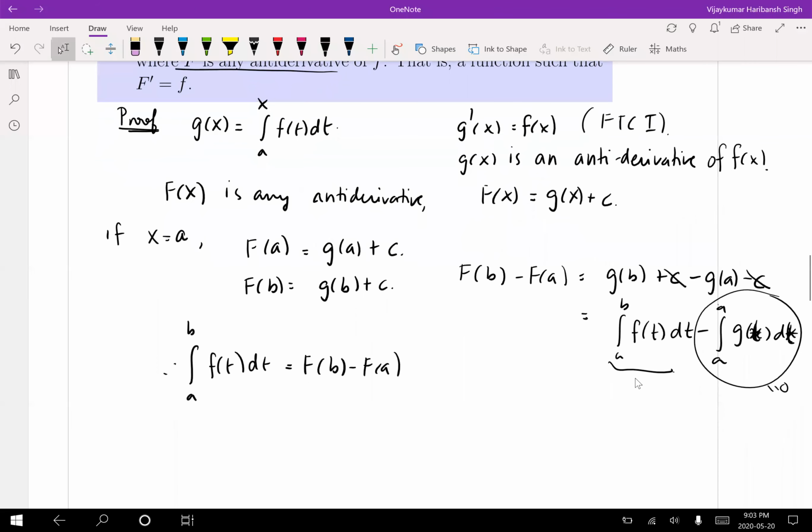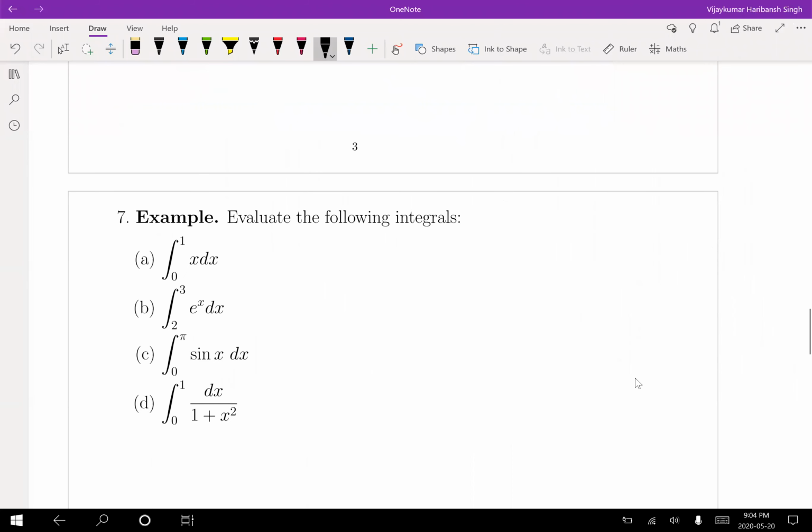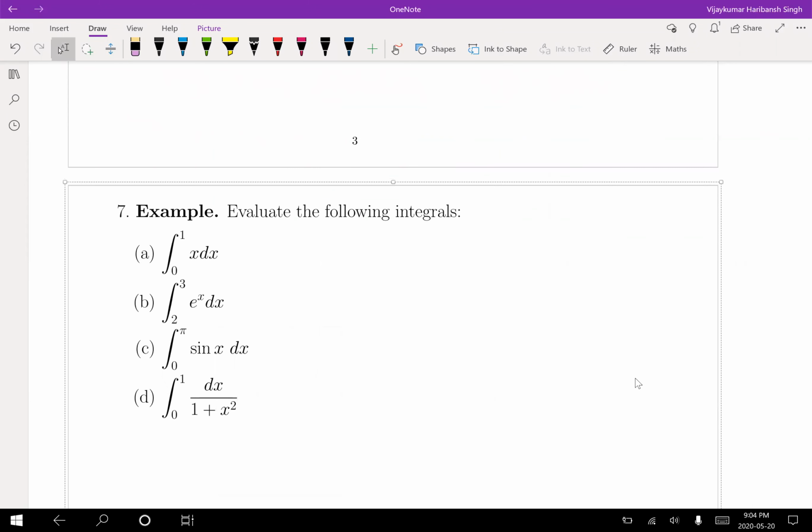Now, what is the notation? We use the following notation. F(b) minus F(a) can be written in short as F(x) evaluated from a to b, or we can write it as F(x) with a bar and limits a to b. This means substitute the upper limit first minus substitute the lower limit. Okay. So now that will help us do the following problems. So let's do the first problem now.